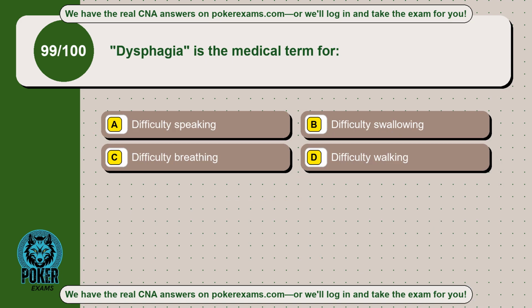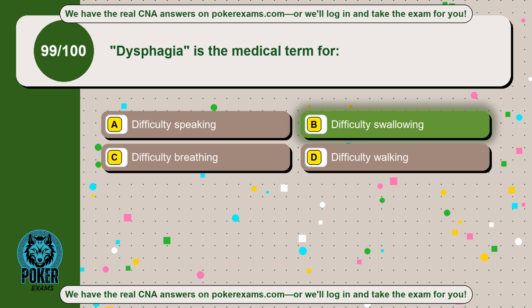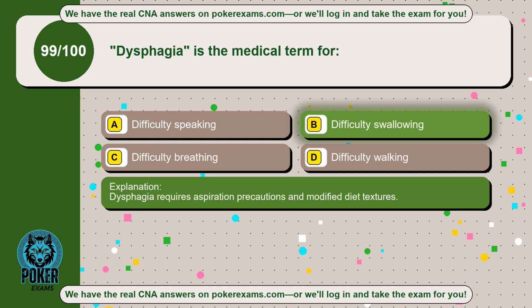Question 99. Dysphagia is the medical term for: Option A. Difficulty speaking. Option B. Difficulty swallowing. Option C. Difficulty breathing. Option D. Difficulty walking. The correct answer is option B. Difficulty swallowing. Dysphagia requires aspiration precautions and modified diet textures.